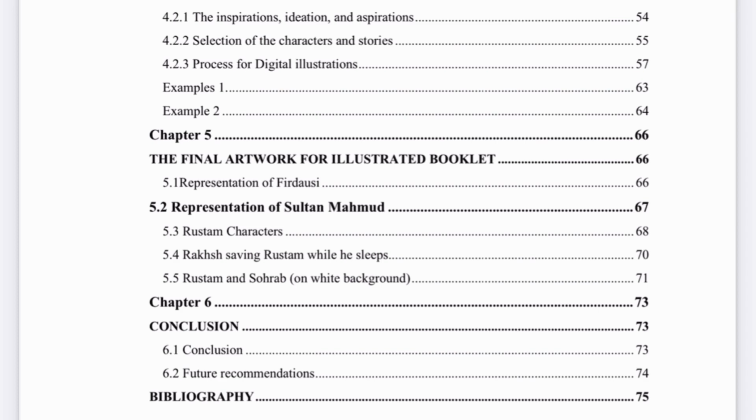Chapter 5 discusses the final artwork for the illustrated booklet. It shows the representation of Firdausi. It also tells about the representation of Sultan Mahmud and the Rustam character, and various characters of Rustam of varying ages. Raksh saving Rustam while he sleeps, and Rustam and Sohrab on the white background. These are different examples which have repeatedly been used in various Shahnamas, and those have been included in this research as well. The thesis report ends with chapter 6, that is the conclusion, and it also discusses the future recommendations, and finally there's a bibliography.